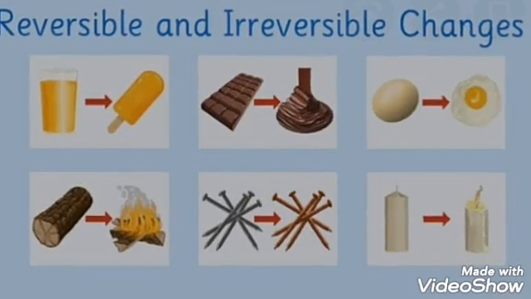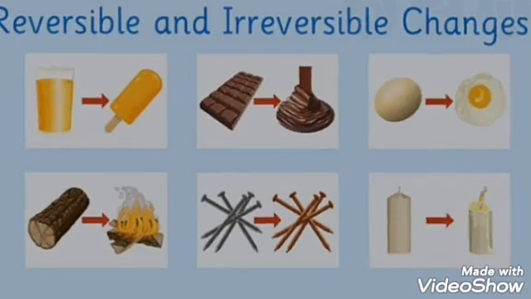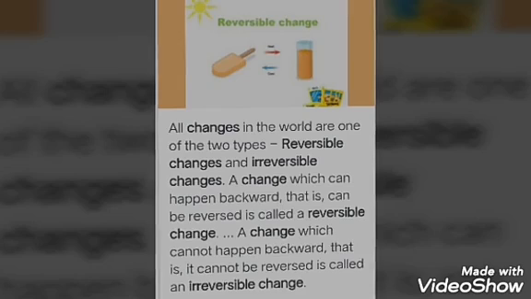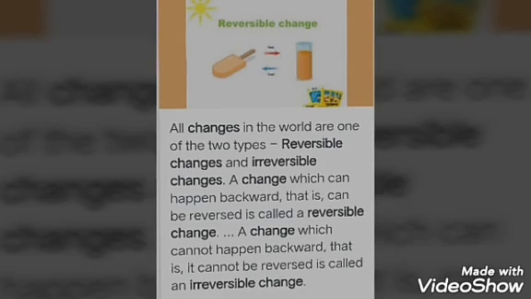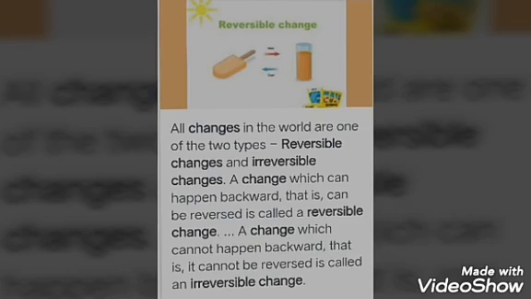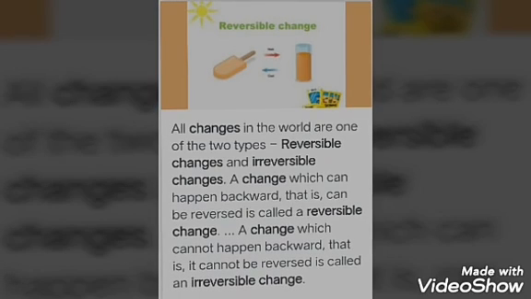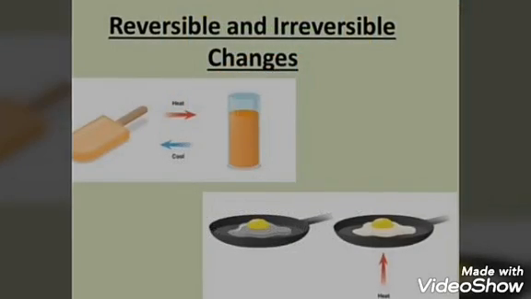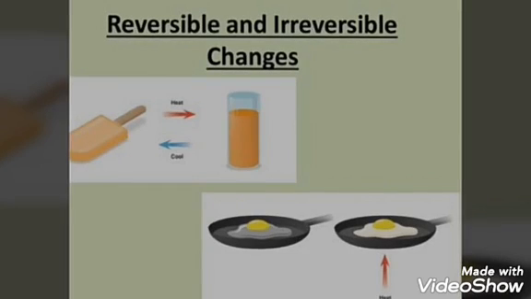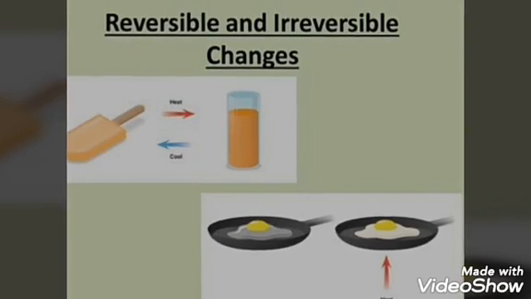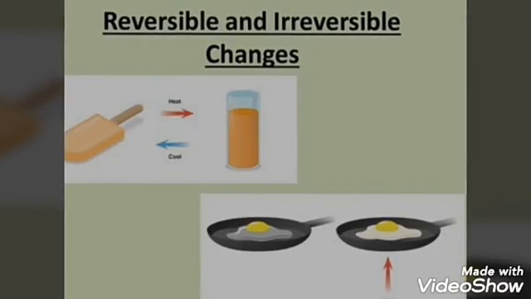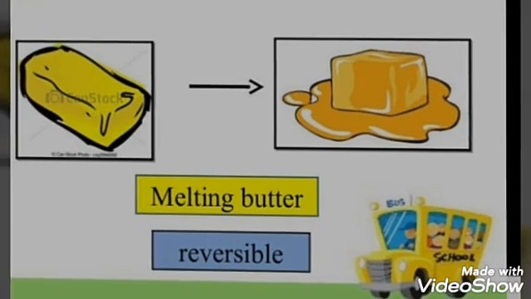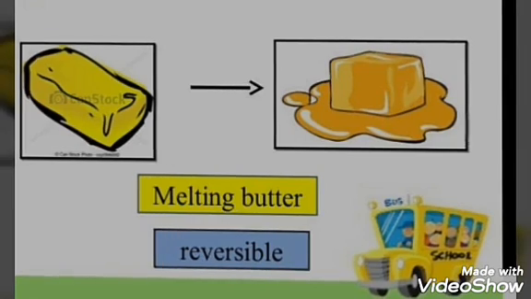Reversible and irreversible changes. Changes which take place in both the directions are called reversible changes, whereas those which take place in one direction only are irreversible changes. Melting of ice cream is reversible, but cooking of an egg is irreversible. Melting of butter is also an example of reversible change.